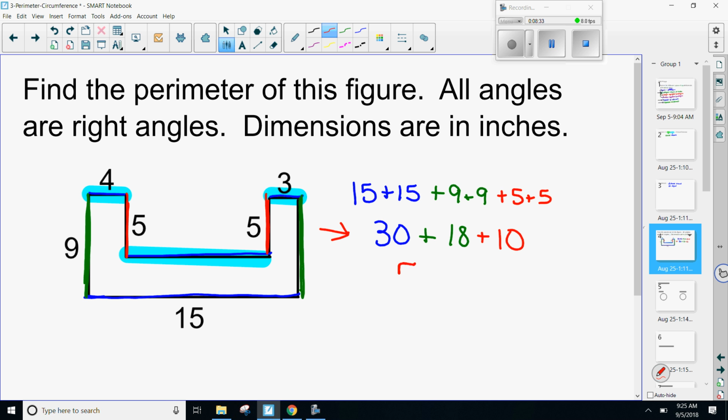58. Now, what are your units? It's just inches. It's not squared, it's not cubed or anything like that. If I were to go around that object, it would be 58 inches. If I were to measure all the pieces around, I would need 58 inches of string to go all the way around.